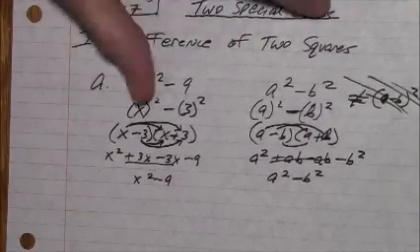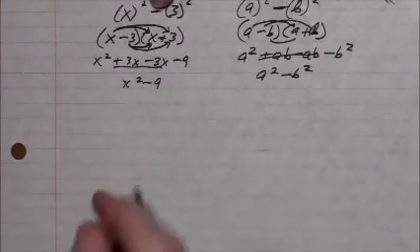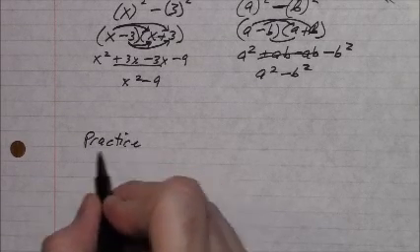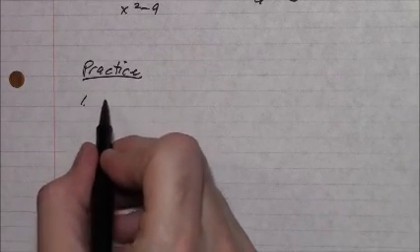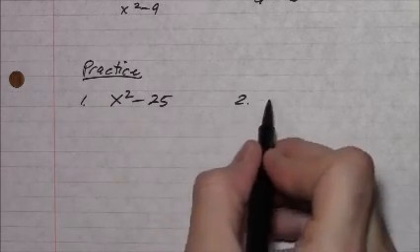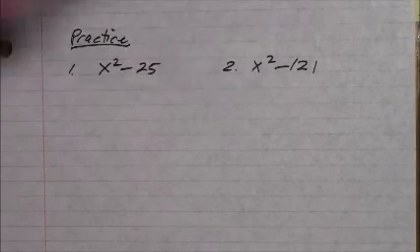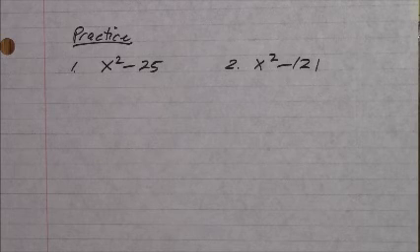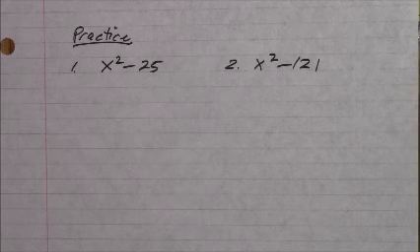So let's practice a couple of these. Let me write practice. I'm going to give you two of them, and I want you to do them yourself. So the first one will be x squared minus 25, and the second one will be x squared minus 121. Go ahead and do them yourself. Stop the video and then come back to it. In 5 seconds I'll show the answer on the video. You can pause it and then come back to it and see my answer.